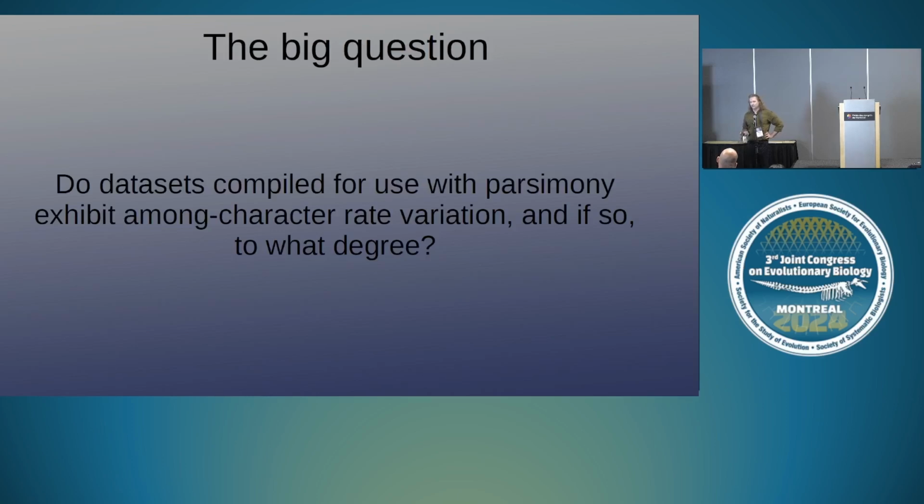So my big question for today, and what I really want to address, is taking a look at paleontological data sets and asking, do these data sets that were created for use with parsimony exhibit among-character rate variation, and if so, to what degree? So not even thinking of how to make new characters, but the data that exists: does it have information that assumes variation should be present?